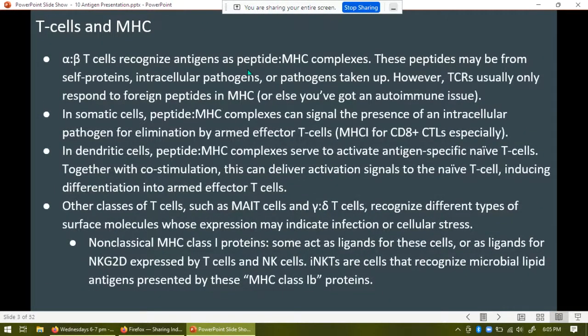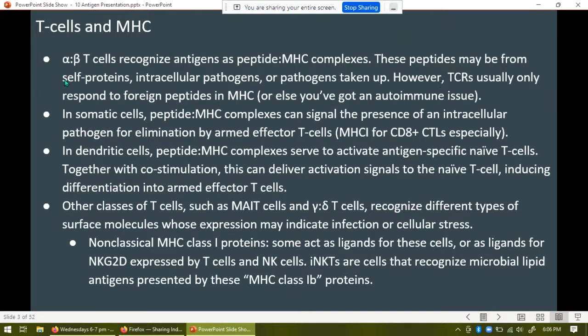Okay, so a little bit about T cells and such, and more elaboration on this stuff. Alpha beta T cells recognize antigens as peptide MHC complexes, and you already know that. Those peptides, you may not have thought too much about this, but those peptides that are loaded on the MHC molecules can come from self-proteins, from intracellular pathogens, or from pathogens that have been taken up from the extracellular space, right?